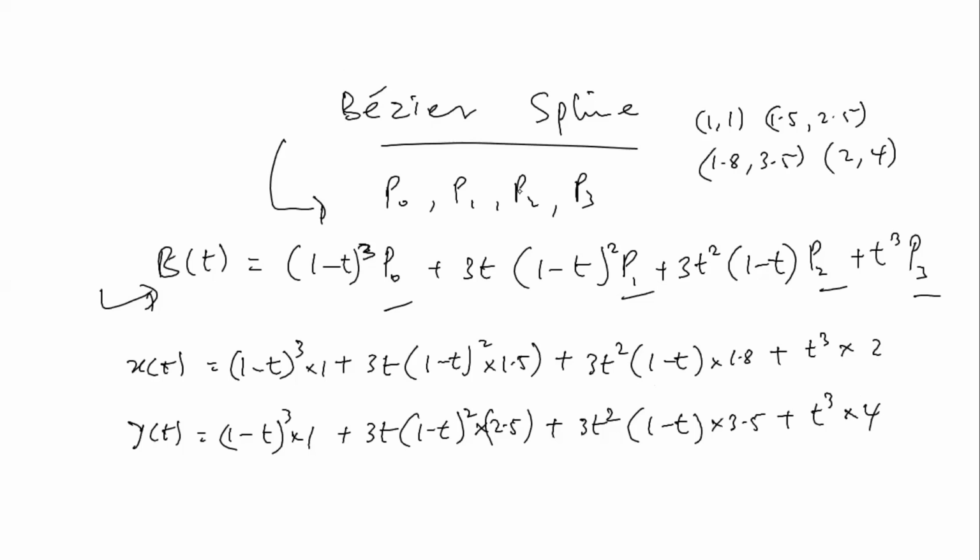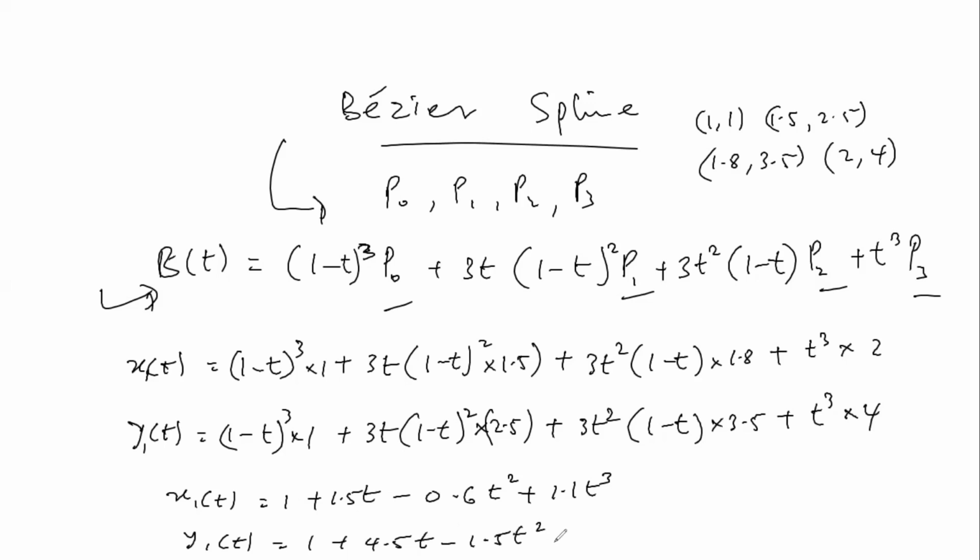Okay. So with this, we can now expand. And once you do this, then you're going to see that X1 of t will be the same as 1 plus 1.5t minus 0.6t squared plus 1.1t cubed. And then Y1 of t will be the same as 1 plus 4.5t minus 1.5t squared plus t cubed, right? So we are going to apply the same for the second point, okay? So you take note of this.